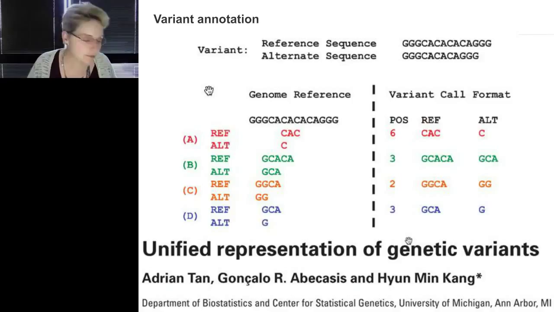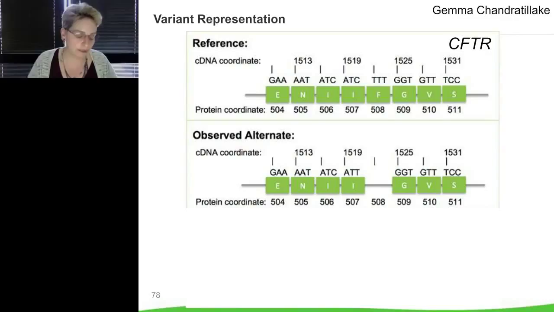So VCF is the common genomics structure used to represent variants when you're doing large-scale genome analysis. And this figure is taken from a recent paper from Adrian Tan and his colleagues showing how the same variant can have multiple representations in a VCF. So this is one thing that complicates variant matching just on a normal scale. But we have an additional problem in terms of thinking about how we intersect historical clinical data with the new genomics data that we're generating now.